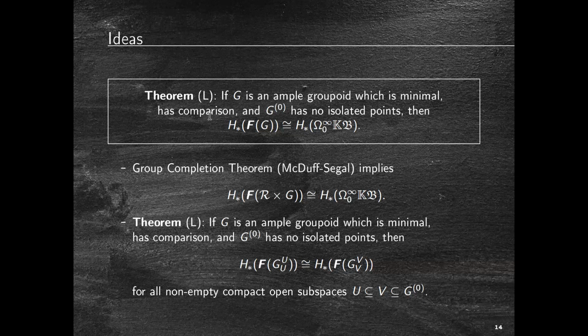Comparison, maybe I can say, is a mysterious condition, because at the moment we don't have an example of a minimal groupoid which fails comparison. So we can't really say much about that at the moment. So in particular, there can't be known counterexamples where just that fails. At least we don't know at the moment whether something like that exists.